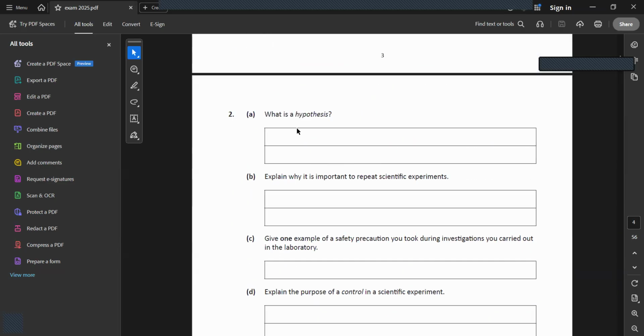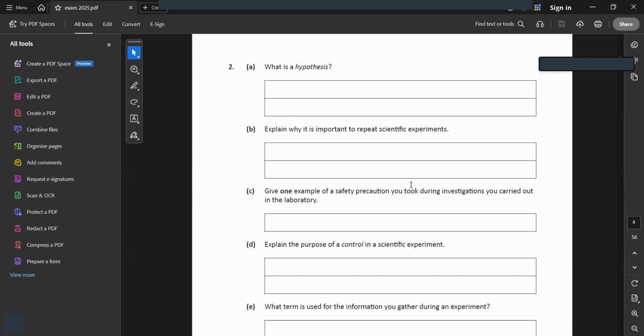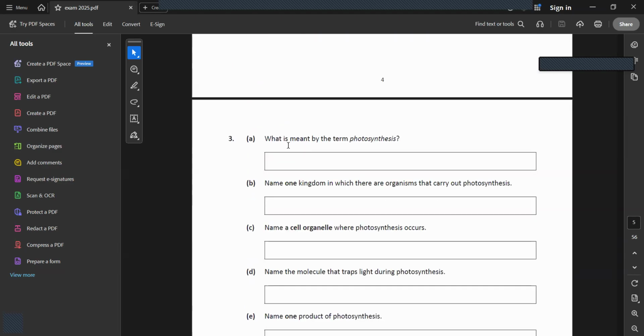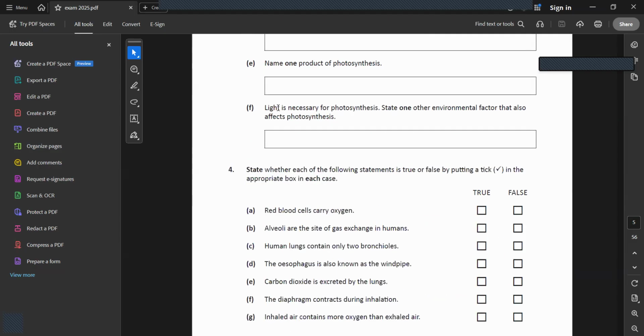Let's go to the next one. It talks about hypothesis, scientific experiments. For example, I haven't studied this very well. So I'm going to cross this out. I'm not going to answer it. Next, what is meant by photosynthesis? Okay, I'm good in photosynthesis. I will tick this question.